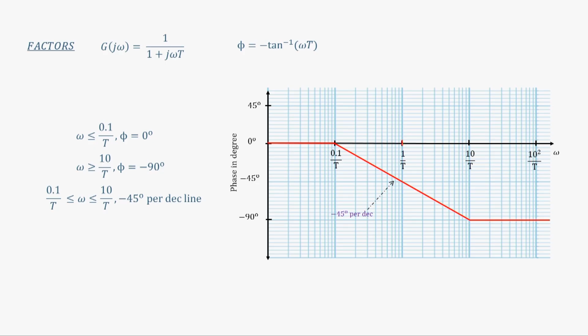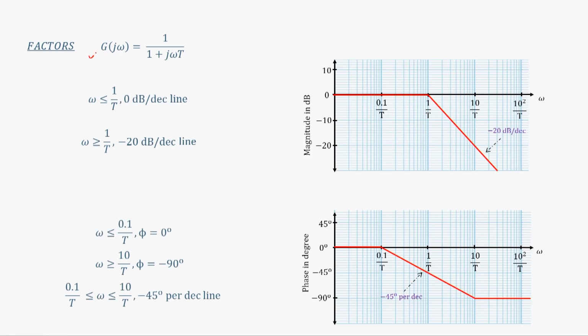So, as a whole this is how my plot will look like. So, if this is 1 by t, go back 1 decade to 0.1 by t and go forward 1 decade to 10 by t. So, we will have from this point to this point. So, we will have to go from 0 degree to minus 90 degree. So, this line better be a minus 45 degree per decade line. Okay. So, if I take this factor, then the complete magnitude plot and the phase plot will look like this.